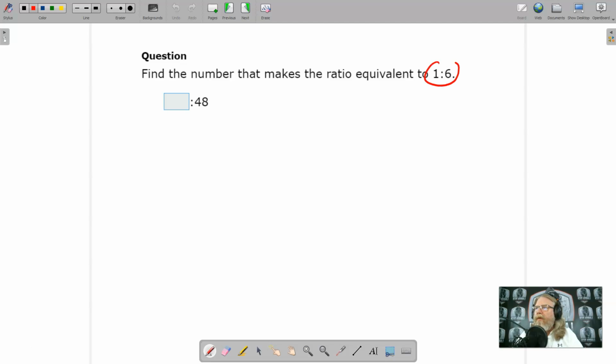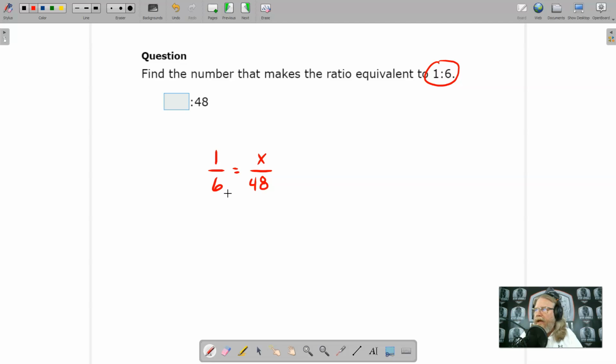Here we're given 1 to 6, so let's go ahead and write that, 1 to 6. Remember, the first number is the numerator, second number is the denominator. Let's set that equal to the other fraction we have. Here we're missing the numerator, or the first number, so we'll set that in the numerator, and we'll put 48 here in our denominator. So 1 to 6 is equal to something to 48.